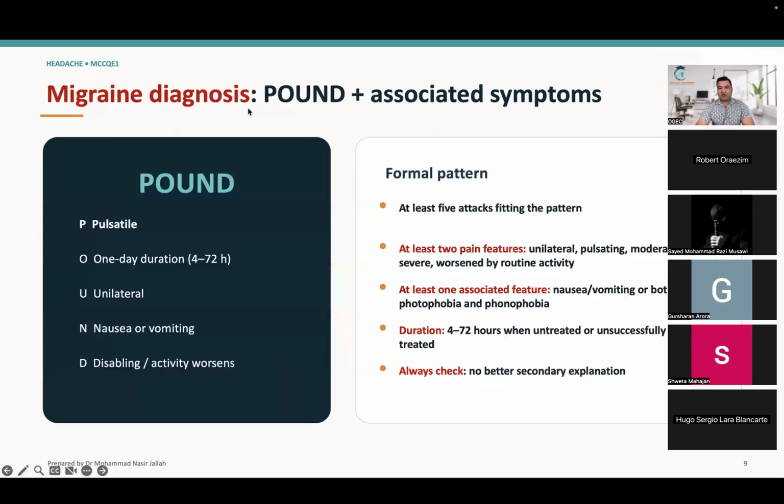Now let's start going one by one. Migraine diagnosis, POUND plus associated symptom. What does POUND stand for? POUND is a mnemonic for the clinical finding of migraine.